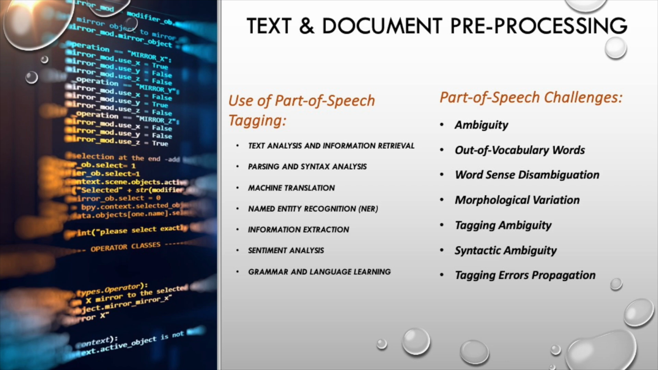Words in natural language often have multiple possible parts of speech depending on the context. For example, the word run can be a verb, e.g., I run, or a noun, e.g., I went for a run. Resolving such ambiguities accurately can be challenging.